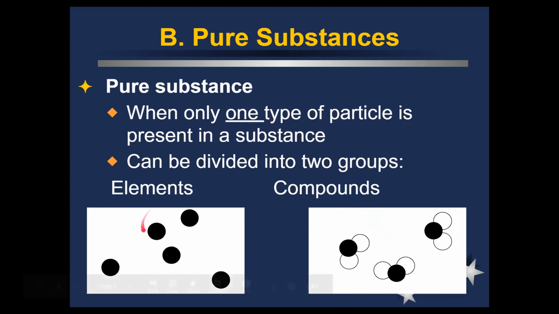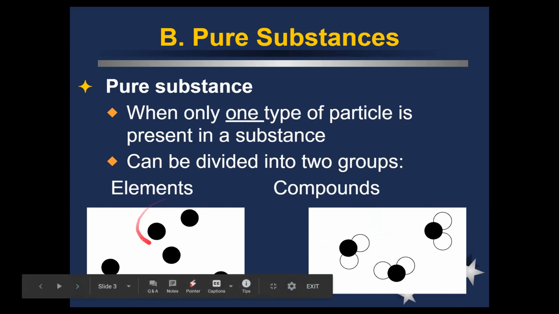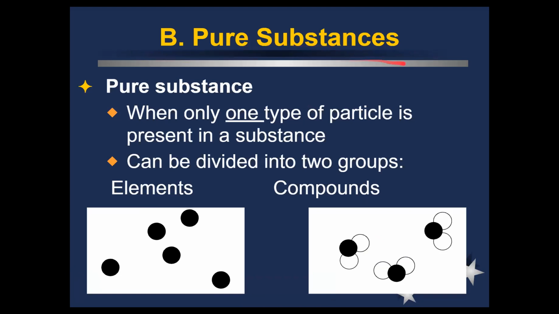Sometimes those particles might be single elements. Sometimes those particles might be compounds, so multiple elements fused together. But as long as there's only the one type present, we have a pure substance. So next, we're going to break down elements and compounds a little bit further.